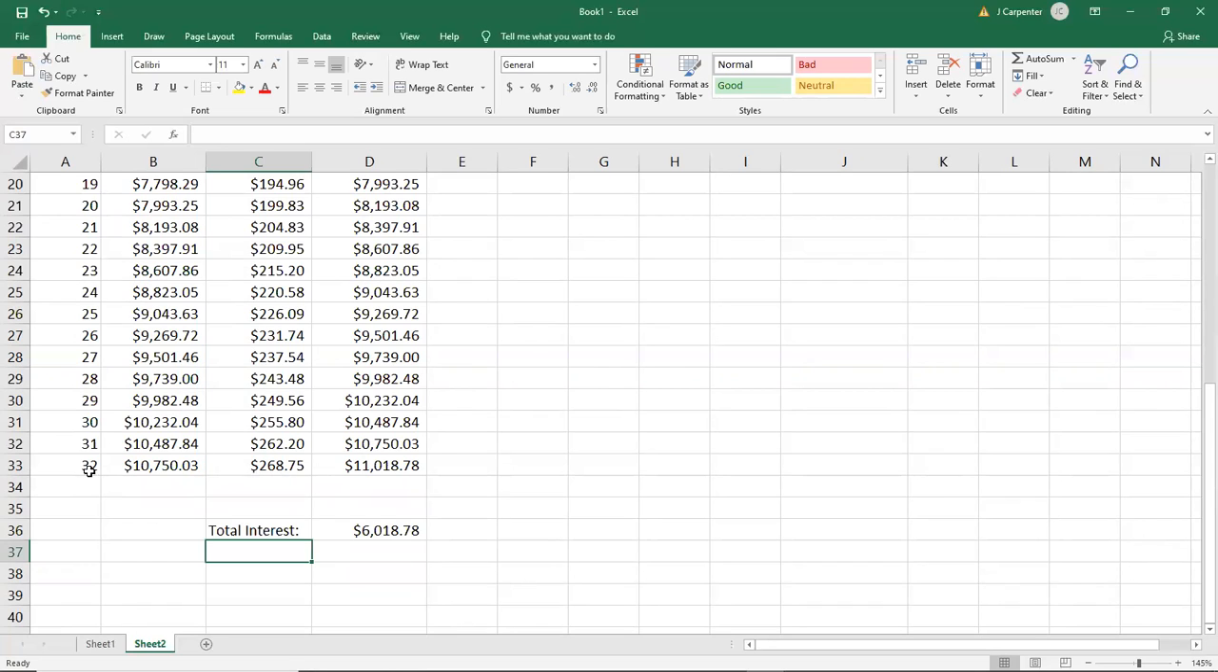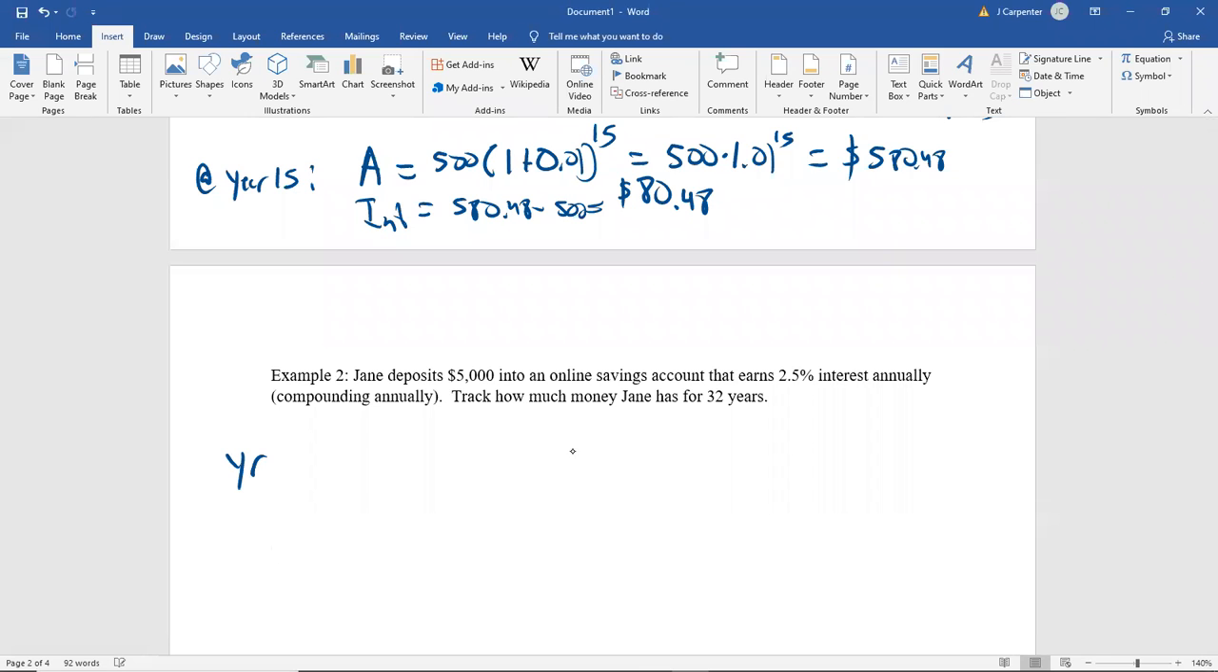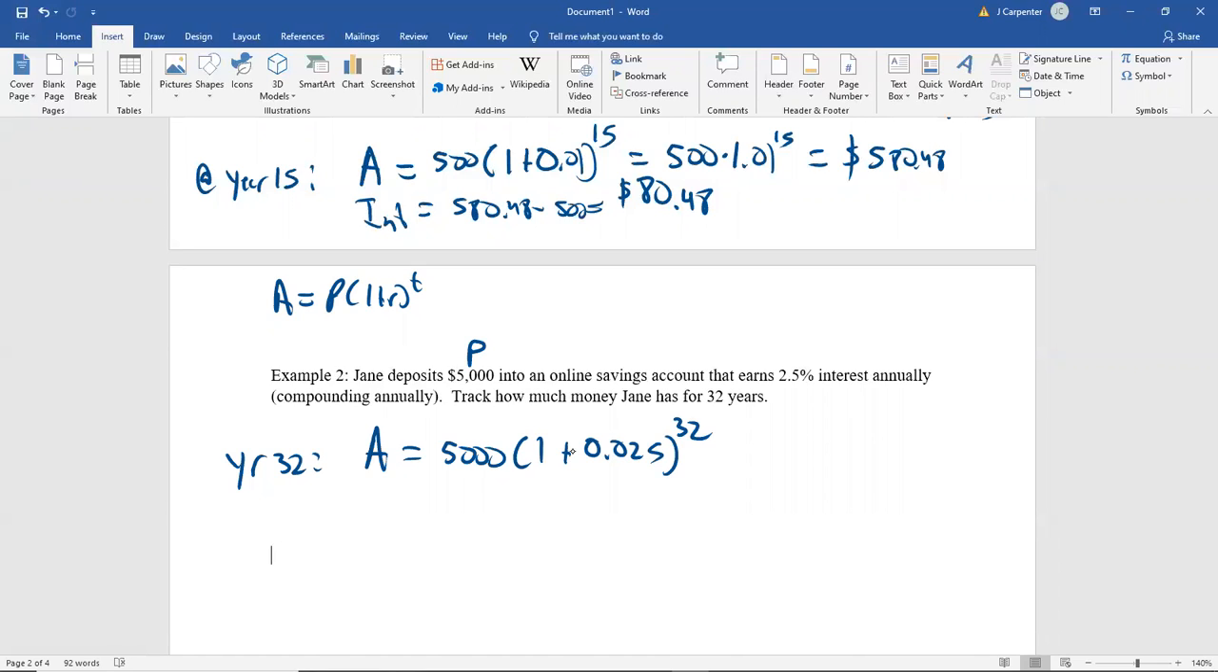Now, maybe you don't trust that this is accurate. Let's see if that other formula gives us the same answer if we go straight to year 32. So for year 32, the future value, what I like to call A, but we'll have different letters as we'll see next class, is equal to the original deposit, P, 5,000. Again, it's A equals P parentheses 1 plus R raised to the T, or minus if it was decay, but obviously this is growth. So parentheses 1 plus 2.5% is not 2.5, it's 0.025. And then we're doing this for 32 years, so our exponent's 32.